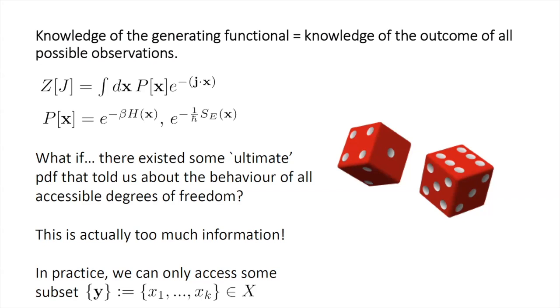Clearly, it's too much information. If I wanted to figure out the probability of flipping a head or a tail on a coin toss here in my hand, clearly I don't need to know what the molecules in that glass are doing, or what that person down the street is doing at this very instant. So in practice, I can only access some of the things that I'm interested in measuring or observing, and I can forget about all the others. So how does that look from the perspective of having this ultimate probability distribution function?